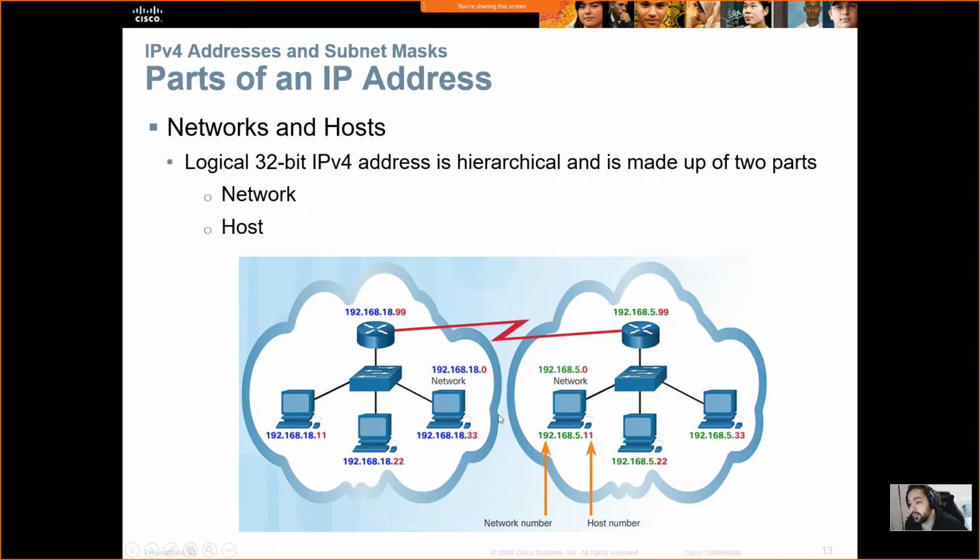So if I want to move this computer from the right LAN to the left LAN, I also need to change the IPv4 address. So I would need to change the network portion, which is this green portion, to the same one as the blue portion. And I could not keep the 0 because the 0 is used here as well. In this case, I could not use the 11 because the 11 is used here. All good? Now this .0 always represents the network itself.